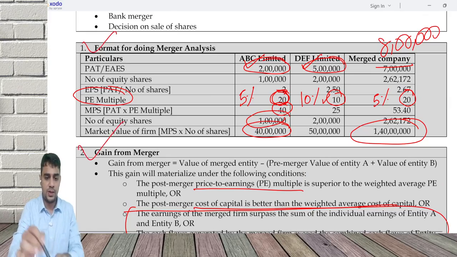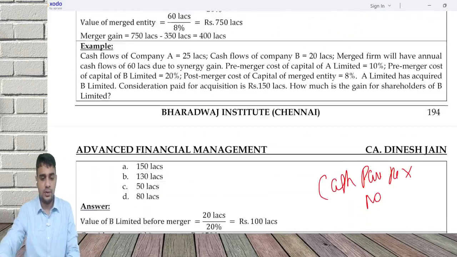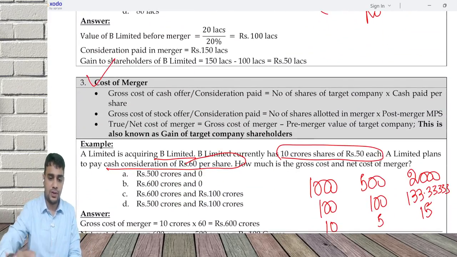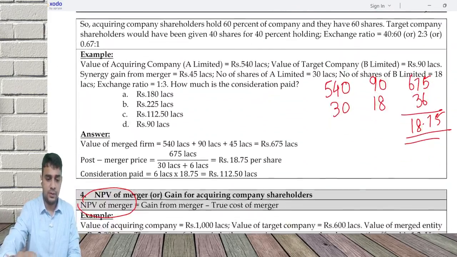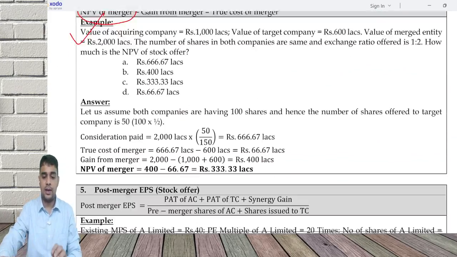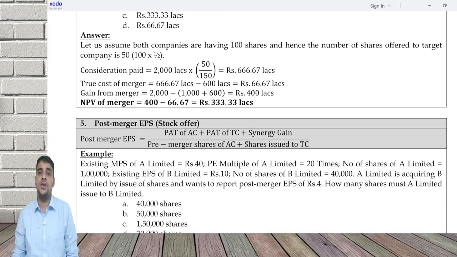Point number 1 is done, 2 is done, cost of merger is done, NPV is done. Okay, I'll keep discussing this. Post merger EPS, that is, how do you calculate post merger earnings per share? There are two situations for calculating post merger EPS. One is share consideration, second is cash consideration.